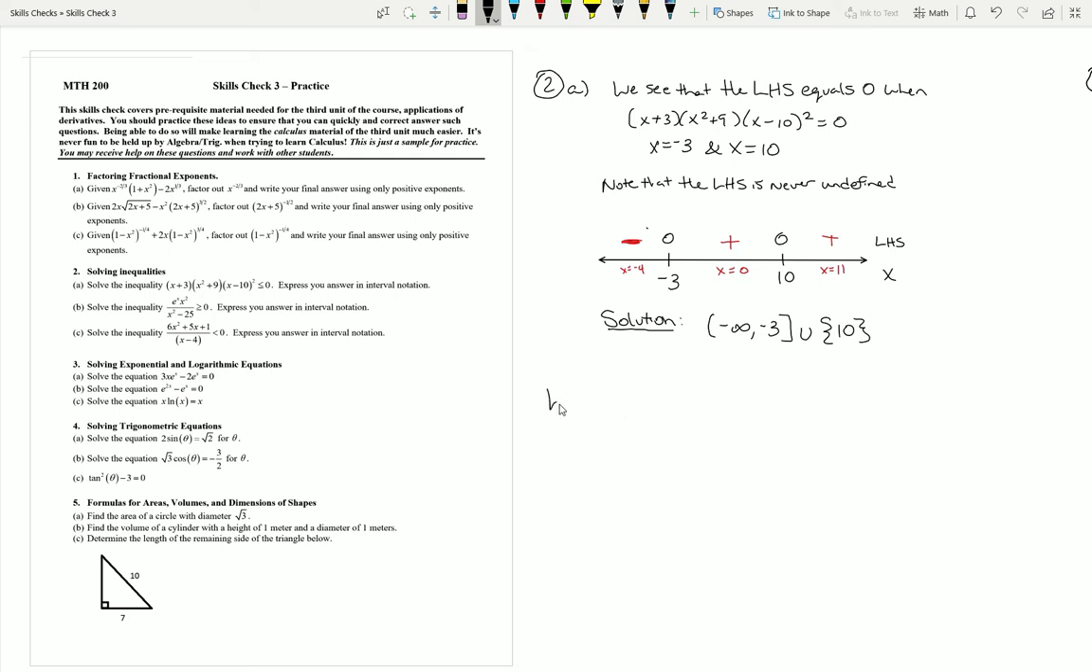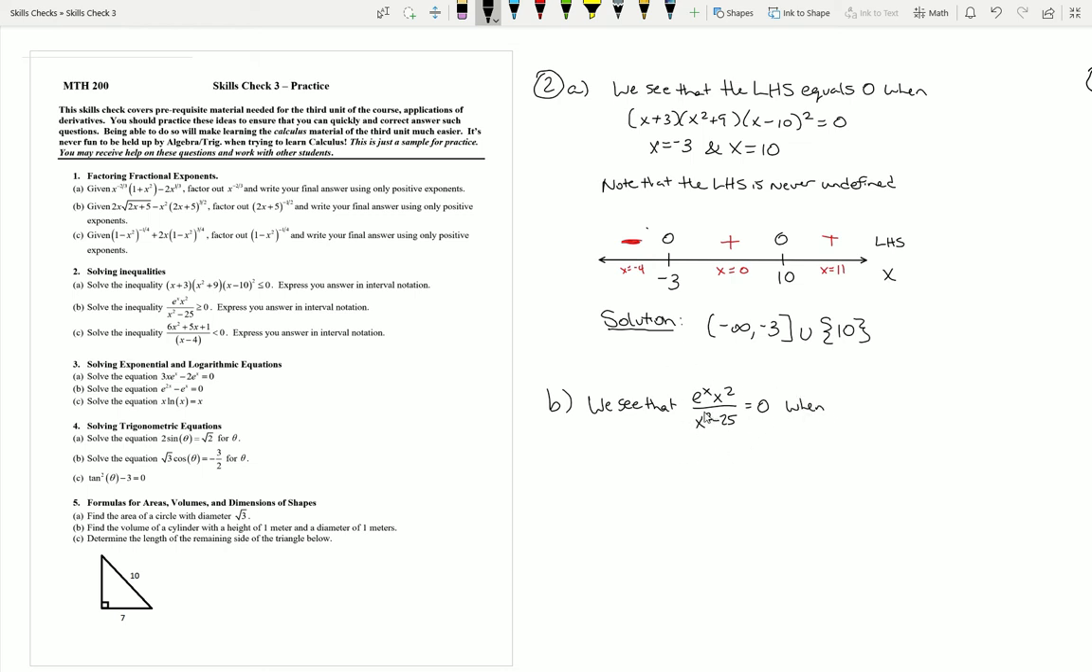Now let's take a look really quickly at something like 2b and try the exact same idea, but now we're just going to be dealing with a fraction. Okay, but the same basic idea still holds. We're going to be looking at when the left-hand side here could be equal to 0 and when it might actually be undefined. So I'll start by saying this. We see that e to the x times x squared over x squared minus 25 equals 0 when, well, let's think about this.